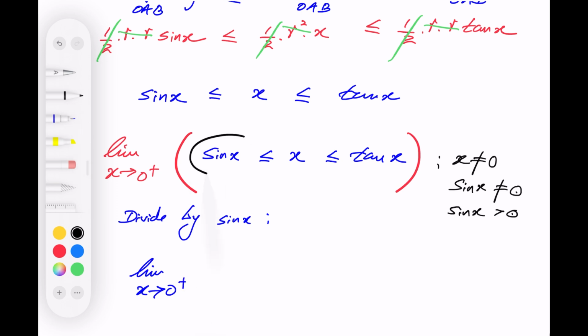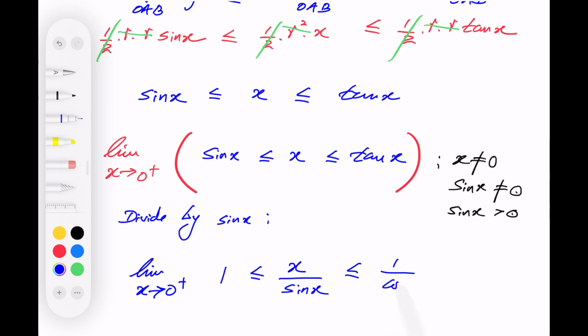When I divide this first piece by sine x, it's going to be sine x over sine x, which is equal to 1. The second term in this original inequality is just an x, and it has to be divided by sine x. Therefore, the middle term becomes x over sine x. The last term in the original inequality is tangent x. When you divide tangent x by sine x, what do you get? We know that tangent x is equal to sine x over cosine x. When that's divided by sine x, we are left with 1 over cosine x. So let me write it that way.